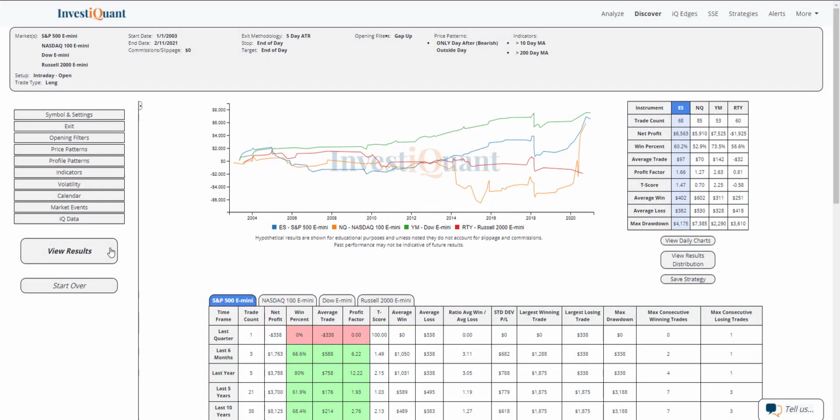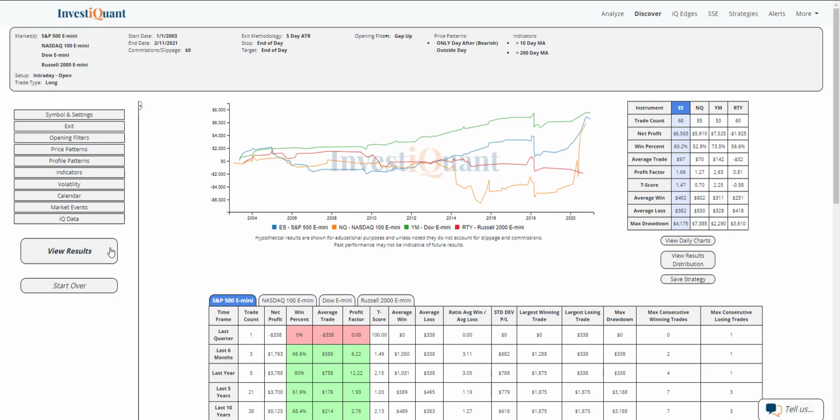And here we go. These are the results of going long at the open of regular trading hours, which is 9:30 a.m. Eastern time, and exiting at the close of regular trading hours, which is 4:15 p.m. Eastern time, when you are gapping up following a bearish outside day candlestick pattern. This is taking place above a 10 and 200-day simple moving average. Historically, the S&P has seen this pattern take place 68 times dating back to 2003. The NASDAQ has happened 85 times, the Dow 53, and the Russell 60 times.